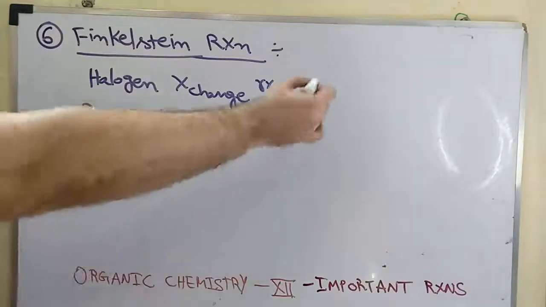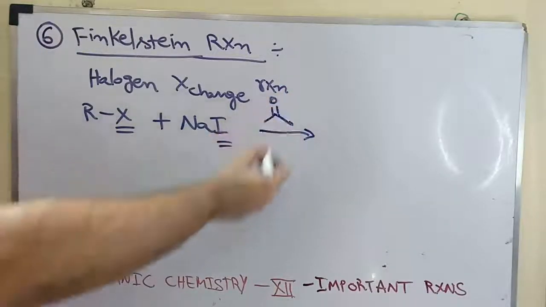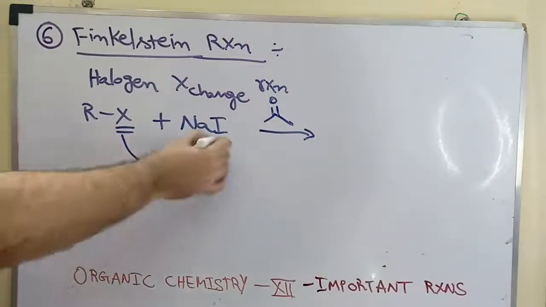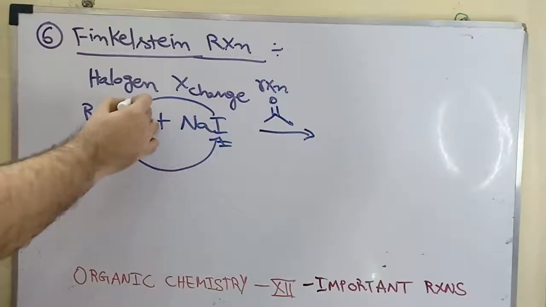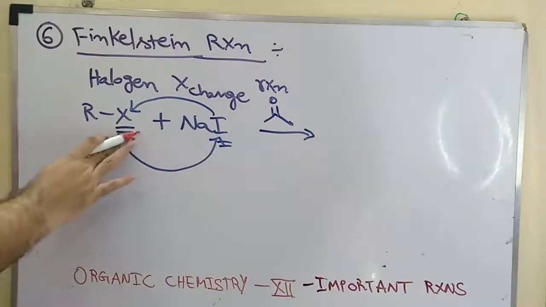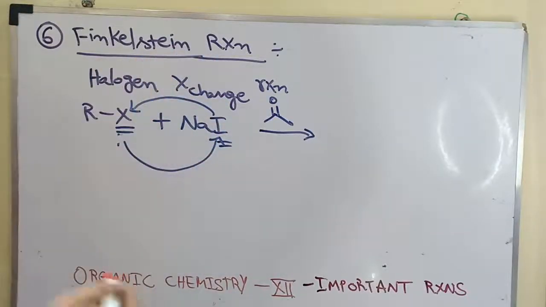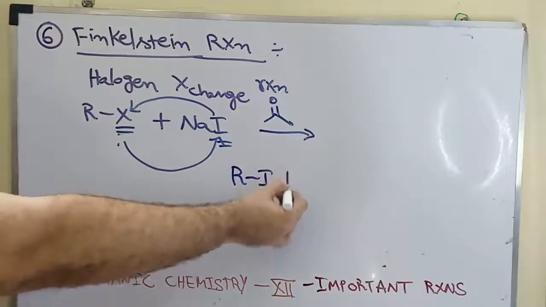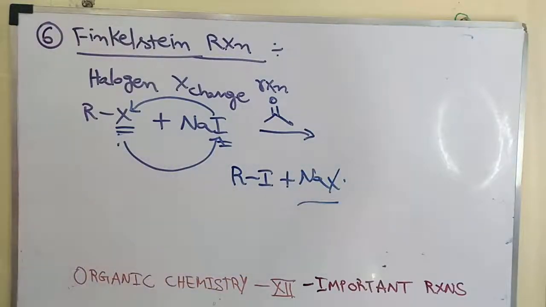This happens in the presence of acetone. This is the structure of acetone. The exchange happens in the presence of acetone. X will shift to sodium, and iodine will shift here. That is what the Finkelstein reaction is all about. So the products will be RI plus NaX. That's all the reaction is.